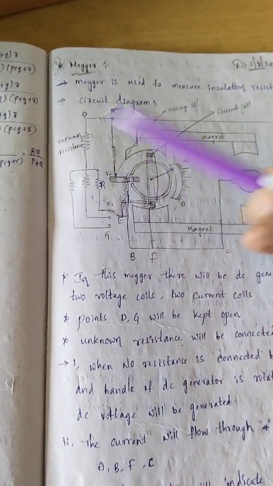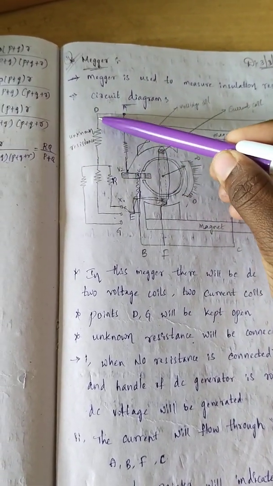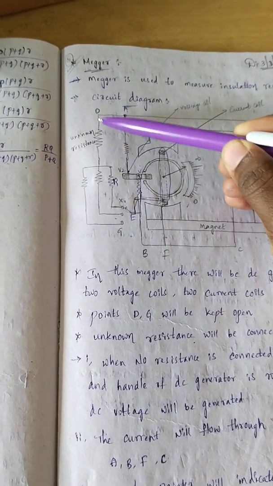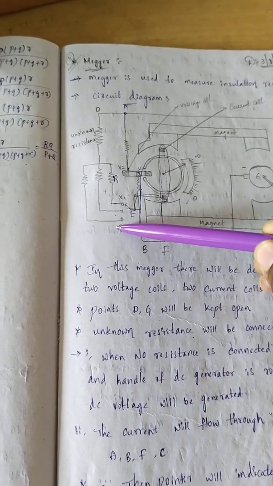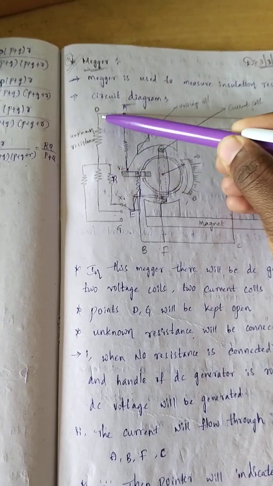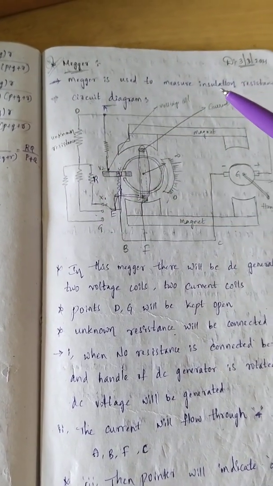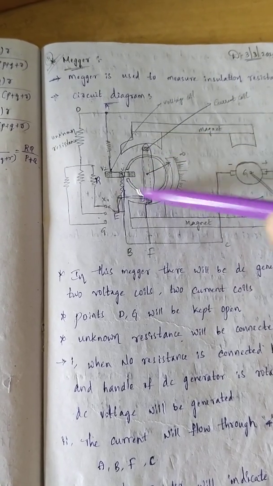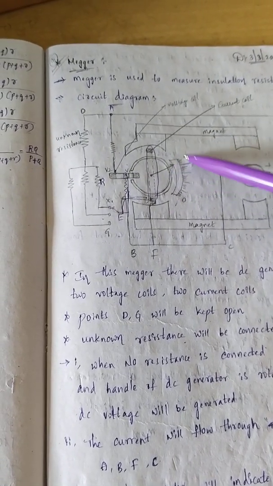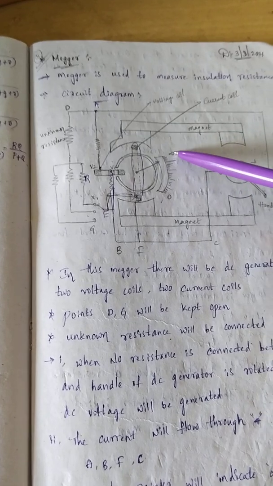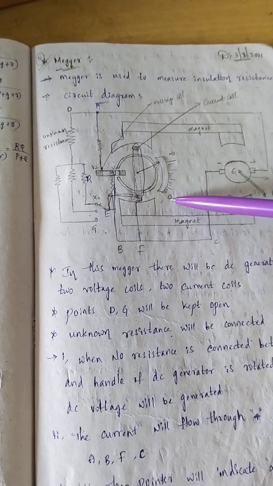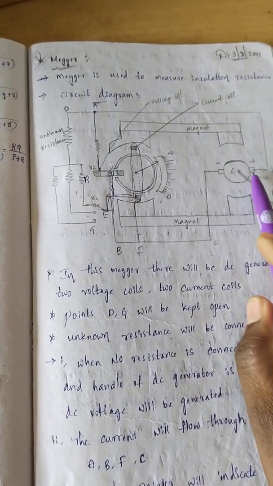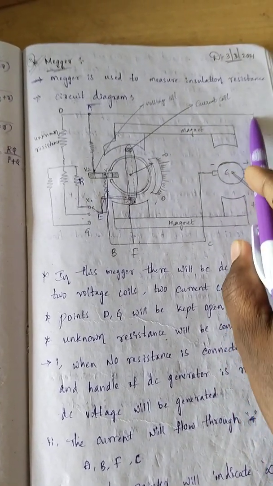Next, come to this side. Here D and G. Between this D and G, unknown resistance will be connected. Whatever resistance we need to measure will be connected between D and G. And see here, there is an arrangement with a pointer and a scale, which has infinity here and 0 here, and between them there are numbers. This is a scale.